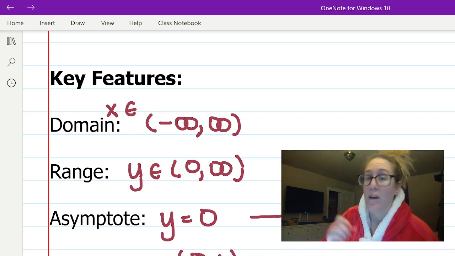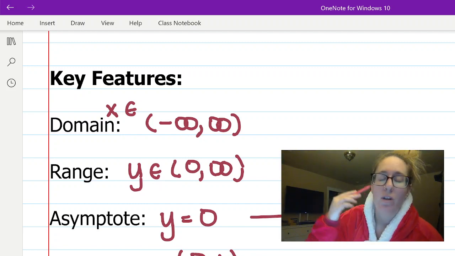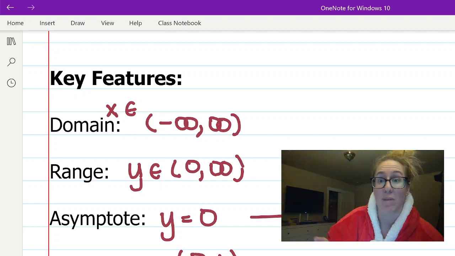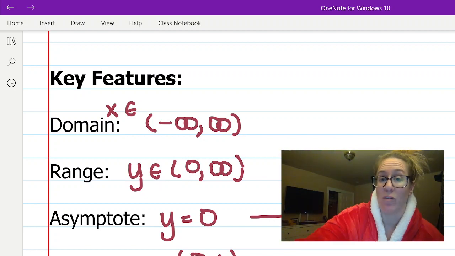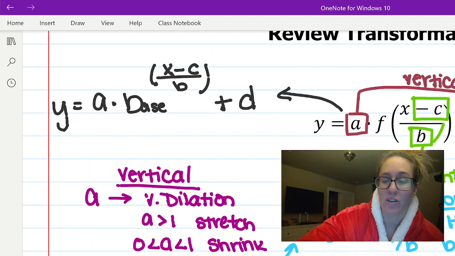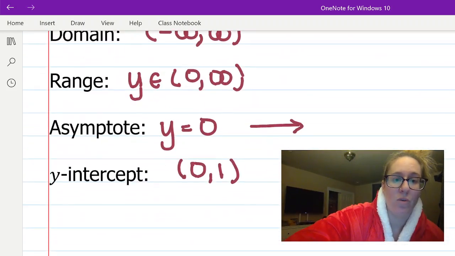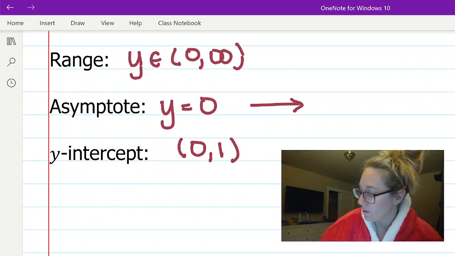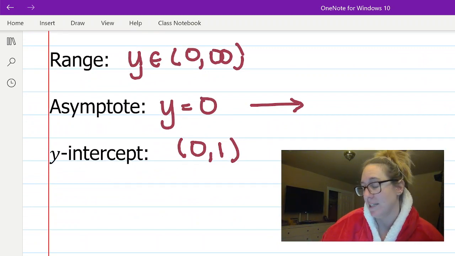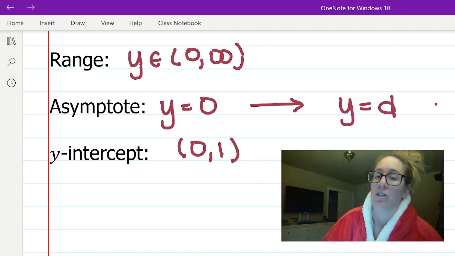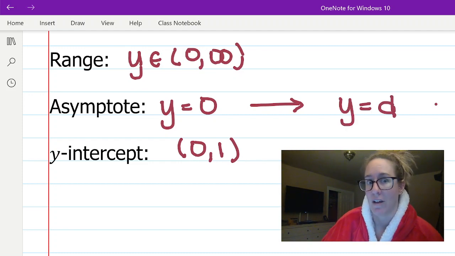So if you're trying to figure out where it is going to go, you're just looking at whatever your shift up or down is going to be, which, if you look at our transformation rules, that's the d value. Your asymptote is always going to be whatever y equals d is. The only transformation that affects that asymptote is your shift up and down, which is your d value.